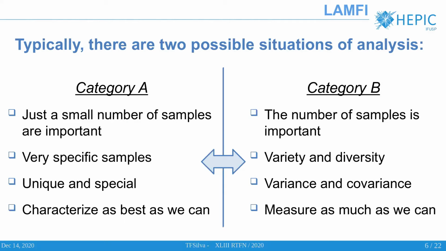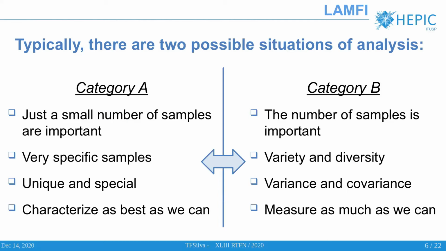But there is still another category where the number of samples is important. Actually, the information is not in the characteristics of the sample itself, but in the variety and diversity of the samples. The information that we are pursuing is actually the variance and covariance between the samples. So in this case, what we want to do is to measure as much as we can. So we want to perform as many measurements as possible, so we have good statistics to represent the variance of the sample set.